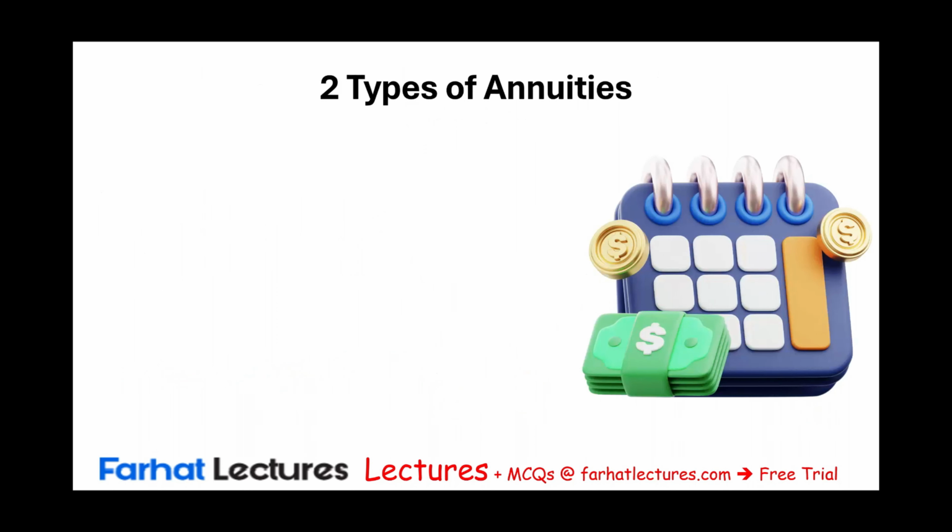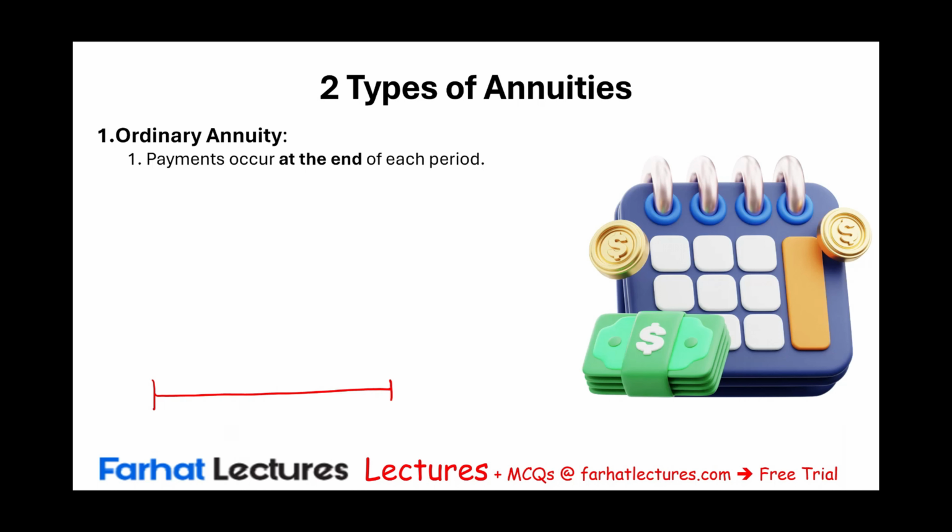Now, we have two types of annuities. We have what we call an ordinary annuity, where the payment occurs at the end of each period. Remember, an annuity is making the payment at the same time at a regular interval. So if we're looking at a 5-year plan, you've got 0, 1, 2, 3, 4, and 5. Those are the time periods. An ordinary annuity happens when you make the first payment at the end of the first period.